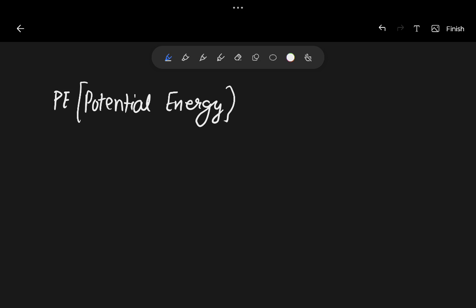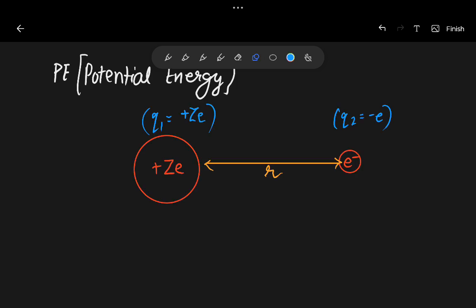Now let's talk about potential energy. Let us say this is the center of an atom. This is the nucleus. It has charge plus Ze, and it has charge negative e because of its electron, as you can see, and this is the radius, the distance between those two charges.